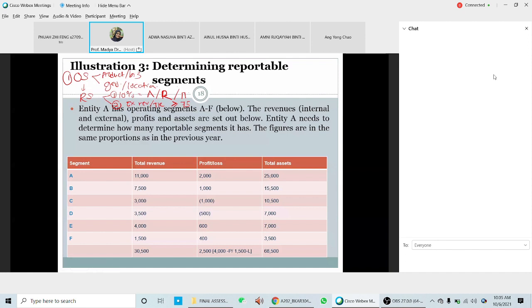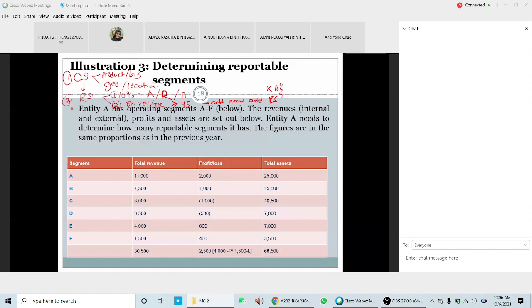If the reportable segments do not fulfill this criterion, meaning the external revenue is not more than 75%, then they need to add additional reportable segments, even though those segments do not fulfill the 10% test. You need the additional reportable segments to fulfill the second criterion, which is that external revenue should be more than 75%. So this is what we learned last time.